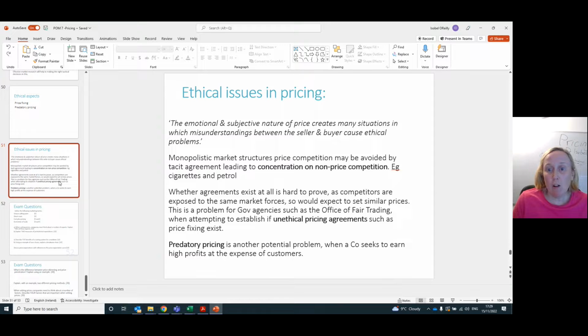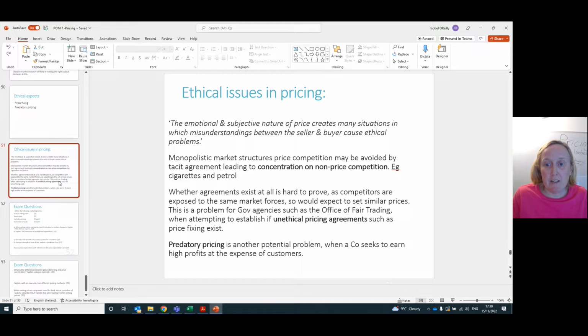So whether agreements exist at all is hard to prove, because they could just be using competitor-based approach to pricing, where they look at what everybody else is charging and just charge the same. They can do that. If they're not talking to each other, then it's not illegal. That's the gray area. Is it provable that they actually discussed this and agreed it? So this is a problem for government agencies such as the Office of Fair Trading when attempting to establish if unethical pricing agreements such as price fixing occur. So the price fixing is where there is an actual agreement where they have clearly agreed to follow a certain price structure.